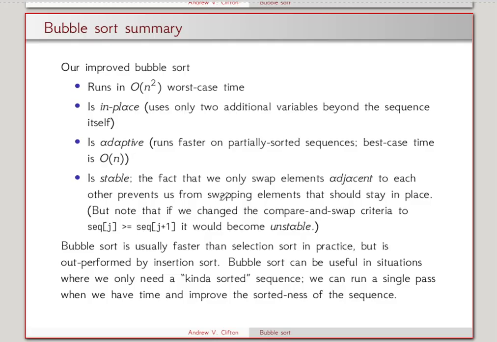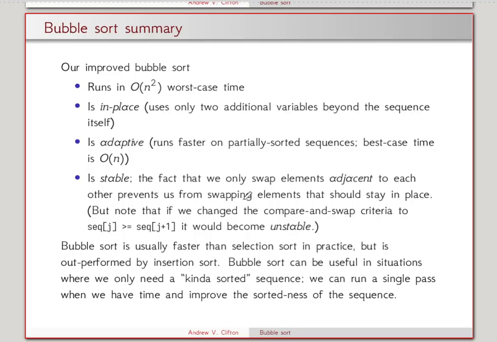Just to sum up, bubble sort runs in O of n squared time in the worst case, it's in place, it's adaptive, which means the best case is O of n, and it is stable. Bubble sort's usually faster than selection sort, but it's not the best. Insertion sort, which we're going to look at next, is better than it. Bubble sort is useful in situations where you don't need everything to be perfectly sorted. You just need it kind of sorted.